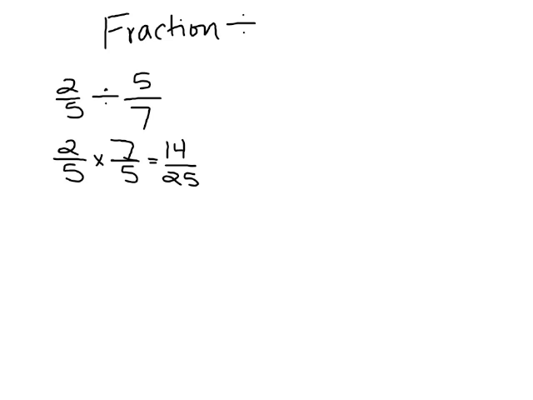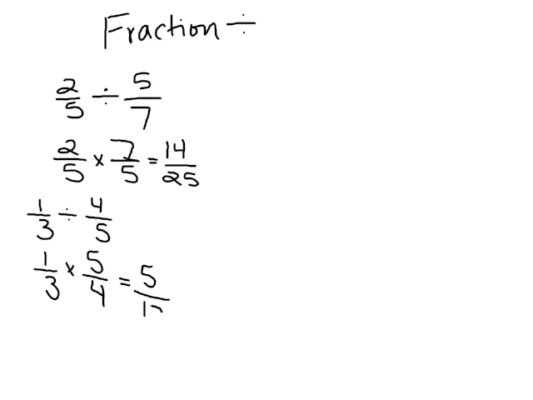Let's do the next one. One third divided by 4/5. So what should we do first? Okay, flip it over. So it turns into 1/3 times 5/4. Will any of my terms simplify? No. Then I just multiply straight across. 5 over 12.